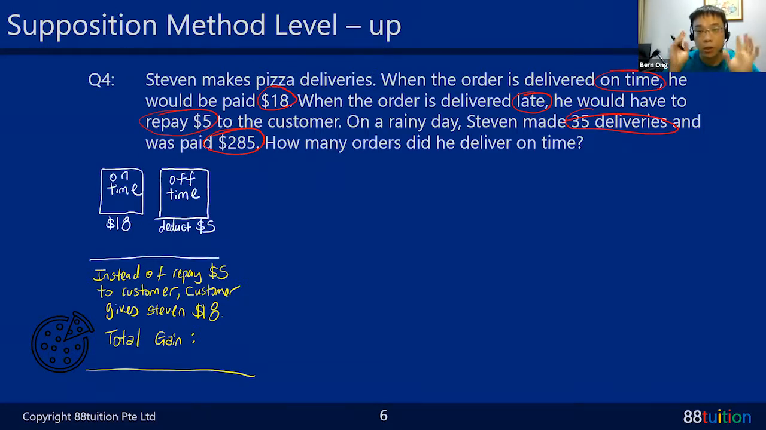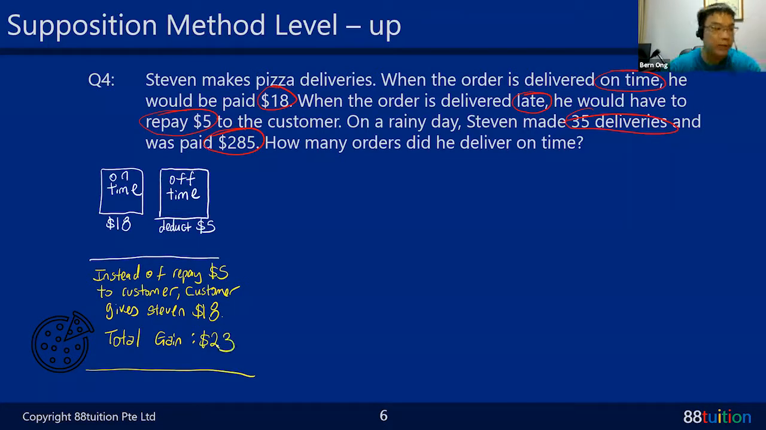So imagine that you're the delivery person. You're late. You're supposed to give me $5. But because I'm a good customer and never blame you for being late, I don't want your $5. Rather, I give you $18. Wow, that means your total gain, very good, 23. Yes, everybody wrote 23, very good. 18 plus 5 is 23.